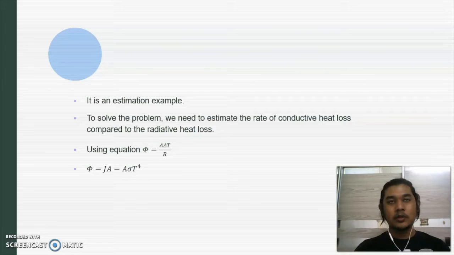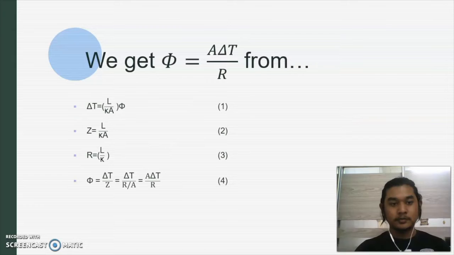After we discuss this example, we come to the conclusion that it is an estimation example, so the solution is likely based on some estimation or assumption. To solve the problem, we need to estimate the rate of conductive heat loss compared to the radiative heat loss. For the rate of conductive heat loss, we are using the equation A delta T over R. For the total flux, we are using J A, where J is sigma T to the power of 4.